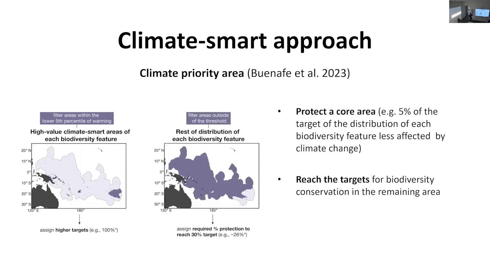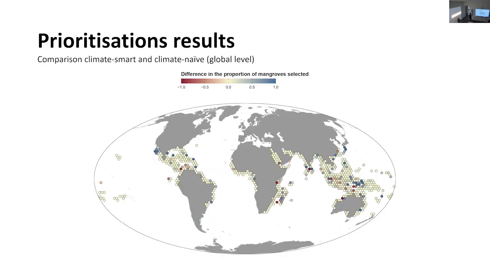And then for the rest of the distribution, we just leave the algorithm free to select any mangroves, not considering climate change. And we try to run this for multiple thresholds. So we start from 5% of the target that we want to reach for each feature, and then we go to 30% to see how much it changes, increasing how climate smart the final result is.